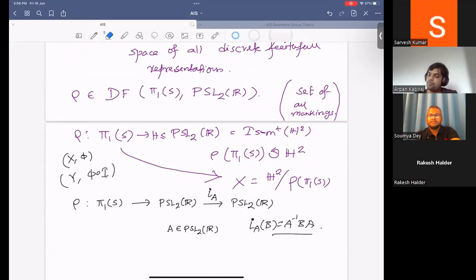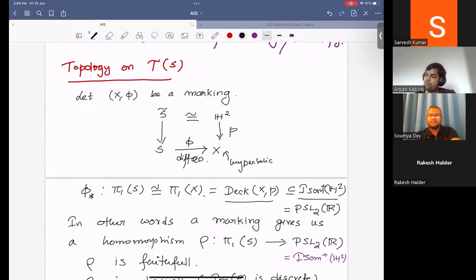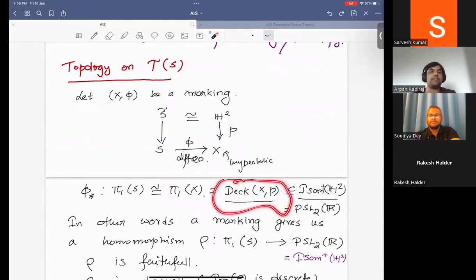So whenever I take post-composition, in representation theory, what that means is the following. Remember how we constructed this? We have phi star from the fundamental group of S to the fundamental group of X. And now if I have an isometry from X to Y, that isometry will give you another homomorphism from here to here. And how does that change the group of deck transformations? Well, here's the thing. So let me say this more clearly.